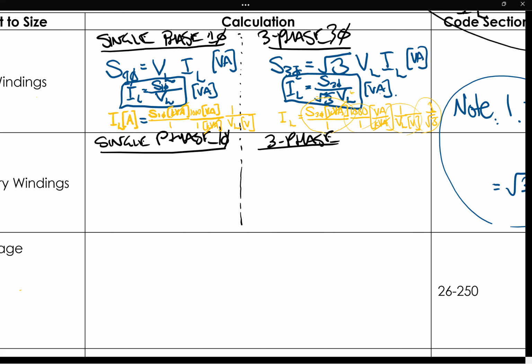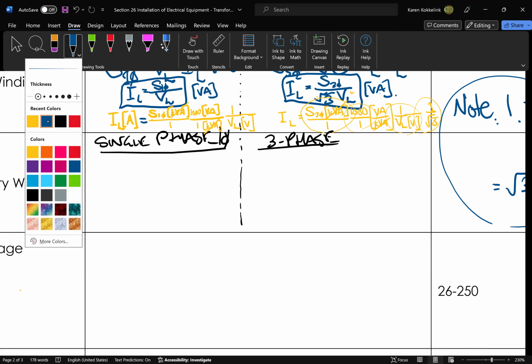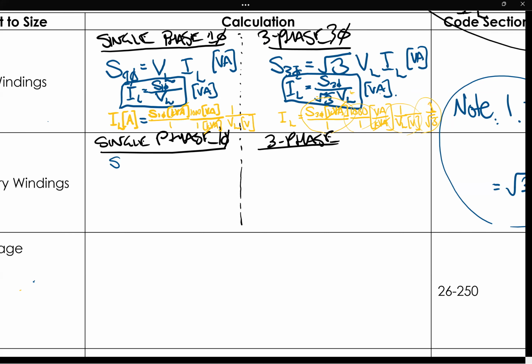Now, what about the secondary windings? Guess what? Secondary windings are exactly the same. So you're going to use the same calculation. You're going to use S, single phase or three phase, apparent power. That apparent power is going to be in volt amps. It's just voltage in volts times current. These are line voltage, line current in amps. Same equation as before. For three phase, you have that √3.